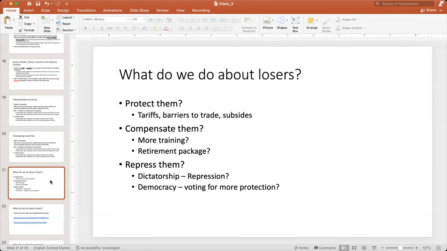We can repress them, no? In dictatorships, they use repression. In Venezuela, for instance, they equalize the wages for everyone. They didn't care about your skills, but that could create higher costs than benefits. Or we can use democracy and voting for more protection, right?